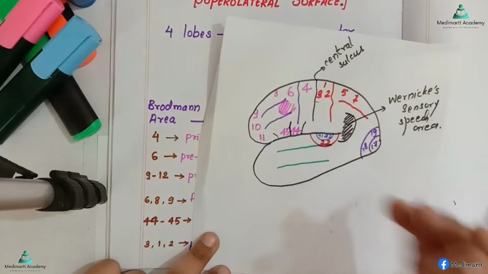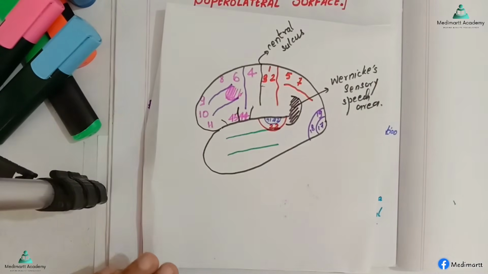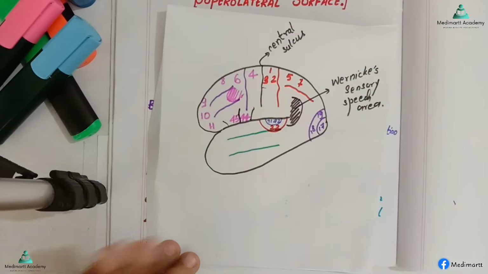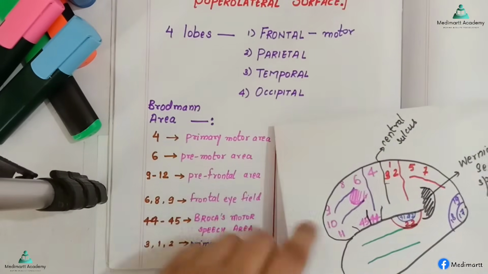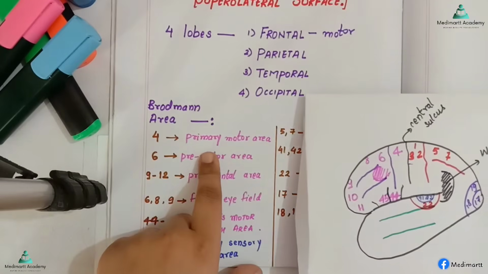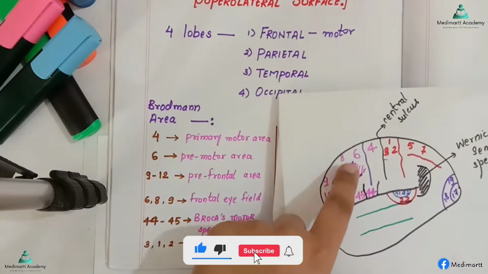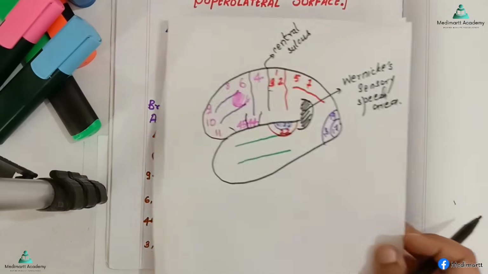So all these areas are very important. In the exam you just have to draw these things, not to worry, and you have to write the names, like 4 as the primary motor area, then premotor area, then prefrontal area and so on.